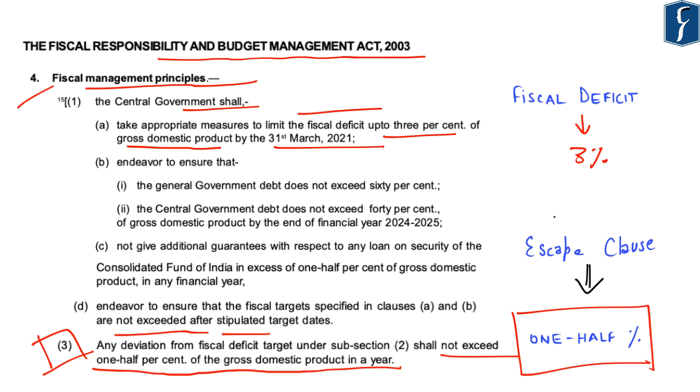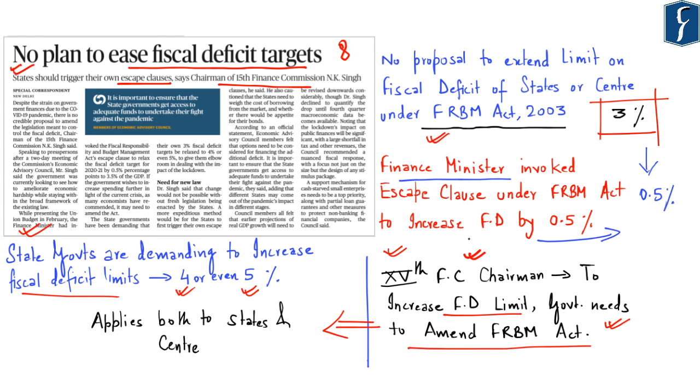So basically, the escape clause of the FRBM Act allows for a deviation of 0.5 percentage points with respect to fiscal deficit. So it is in this regard that the chairman of the 15th Finance Commission has highlighted that states, in order to increase their fiscal deficit limit, need to amend their respective state FRBM Act. Further, the chairman has highlighted that if states want to borrow more money, then they can do so under the escape clauses of their respective FRBM Act. So this is what has been provided in this particular news.